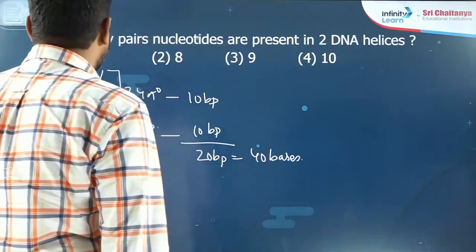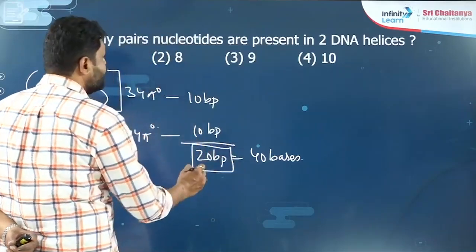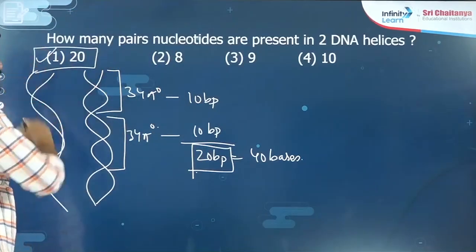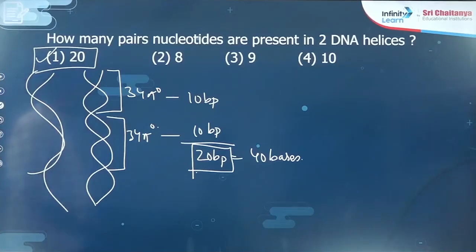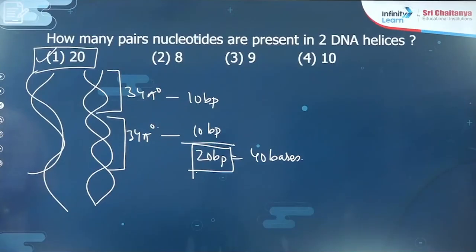How many pairs? 20 base pairs will be there in a double helical DNA having two helices. Was it clear? If he is asking how many base pairs, then it will be 20 base pairs. If he is asking how many bases, then it will be 40 bases. Clear? Shall we go for the next question?